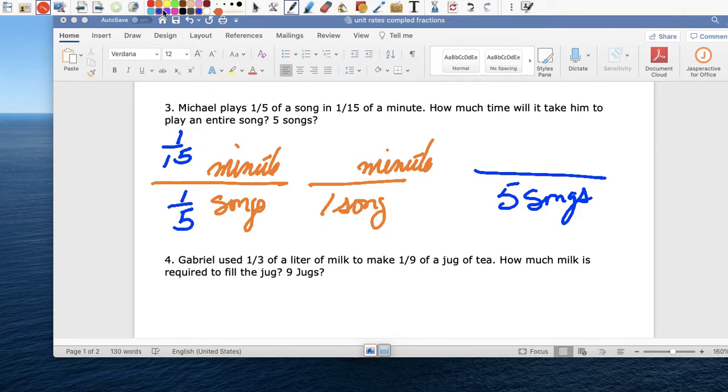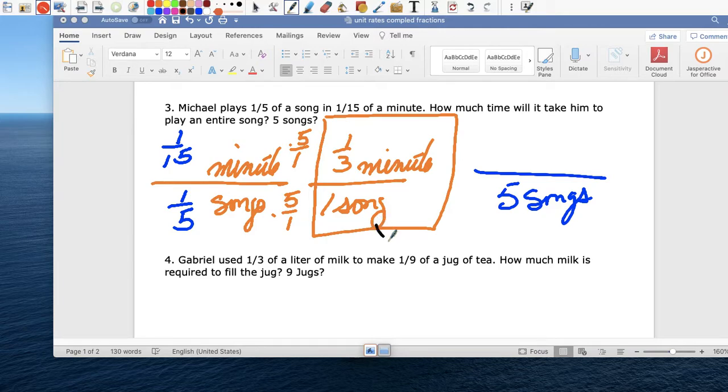So let's multiply this by the reciprocal to find the unit rate. We're going to multiply by 5/1 on the top and the bottom. At the bottom, 1/5 times 5/1 equals 1 song, and on the top, 1/15 times 5/1 is just 1/3 of a minute. Simplify. Now, be careful here, guys. If they ask you for the unit rate, I need this middle part.